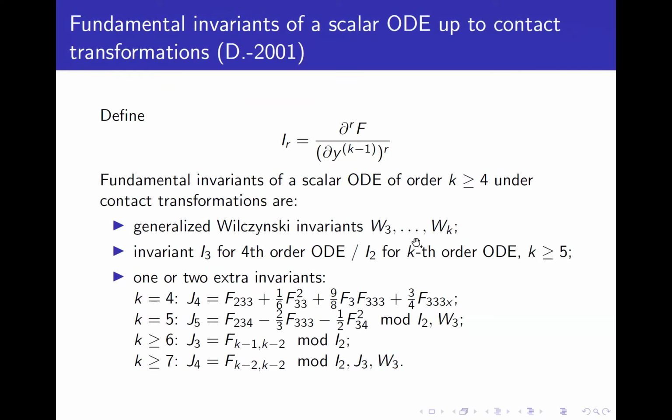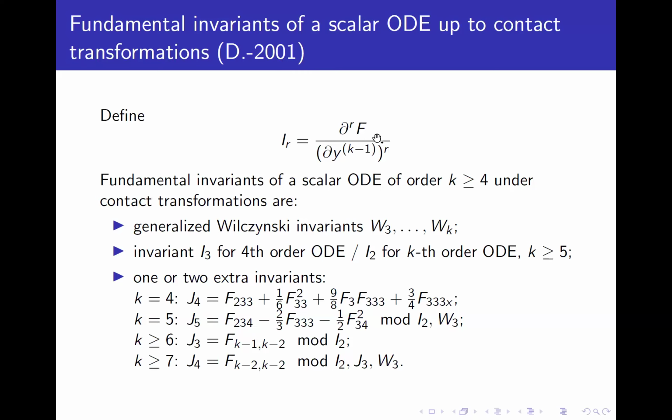Generalized Wilczynski invariants are, of course, contact invariants, but automatically they become point and fiber preserving invariants because it's an obvious observation that any contact invariant is a point and fiber preserving invariant, and any point invariant is a fiber preserving invariant, because we decrease the size of pseudogroups. So this is a result back to 2001 I mentioned.